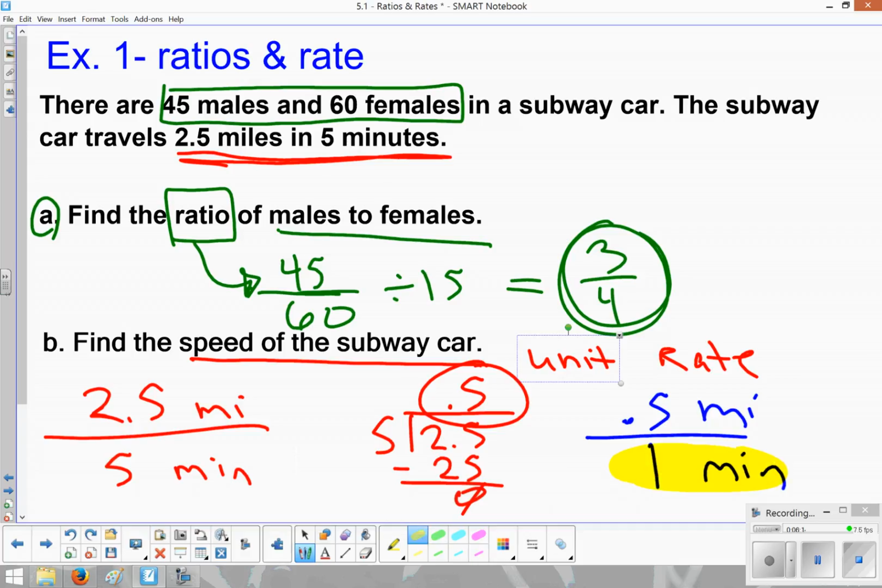So the per one is right there. In 1 minute, it takes you half a mile. In 5 minutes, it takes you 2.5 miles. So this is the unit rate part, okay? Again, we're going to be practicing this a lot throughout the chapter, throughout this lesson. So if it's still confusing to you, please ask questions in class.